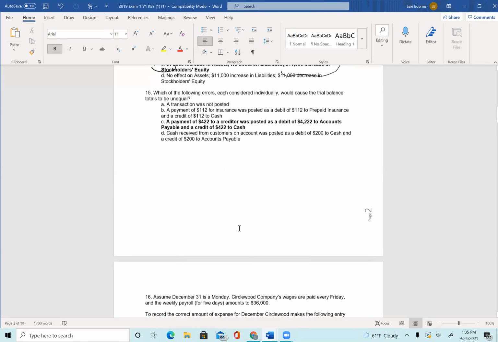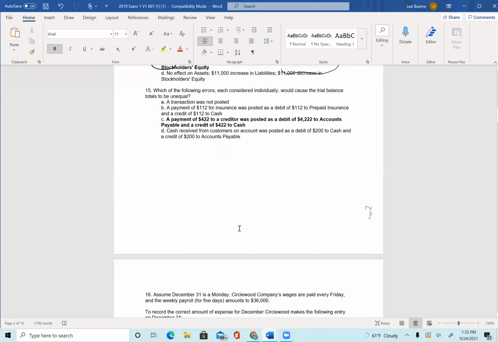Which of the following errors, each considered individually, would cause the trial balance totals to be unequal? So a payment of $422 to a creditor was posted as a debit of 4,222 to accounts payable and a credit of cash. So there's this error right here. There's an extra 2 in the account. So that's what makes this one correct, because obviously these two equal, but with that amount being different, that's not going to equal.